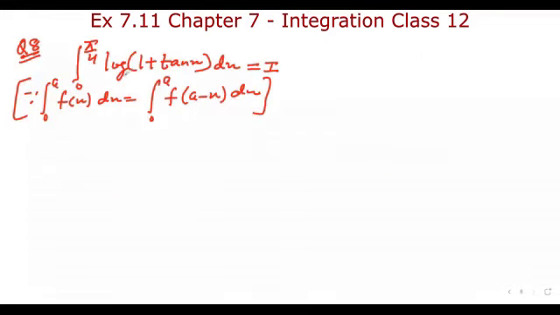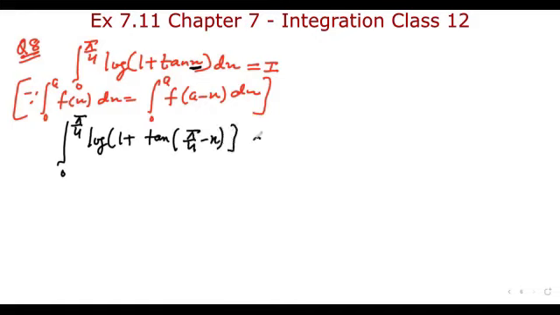Here we have log 1 plus tan x. As it is, I can't do the integration. So let me just try to apply the property by replacing x with pi by 4 minus x. So I'm replacing x with pi by 4 minus x. So it will be 0 to pi by 4. And this is log 1 plus tan pi by 4 minus x into dx.